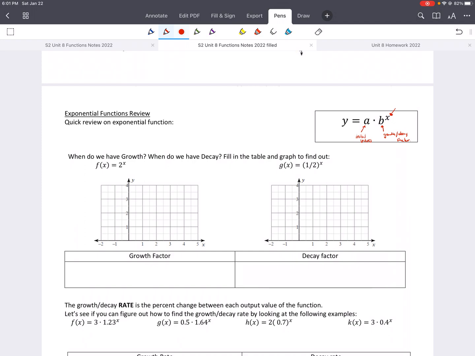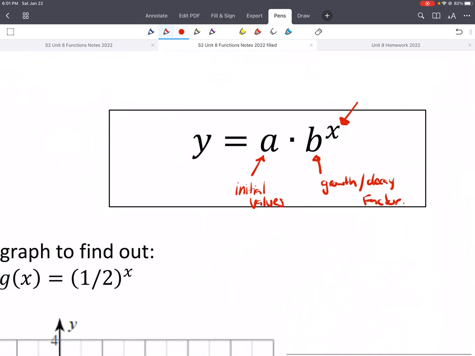All right, so a review on exponential functions. So here's an example of an exponential function. A is your initial value. There's always 1. Whether you can see it or not, if you can't see it, it'll be 1.